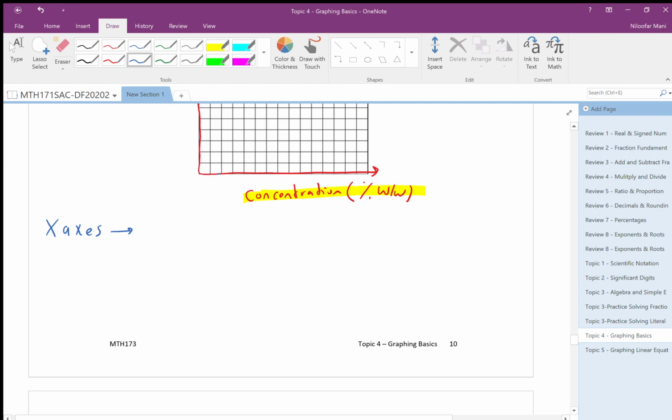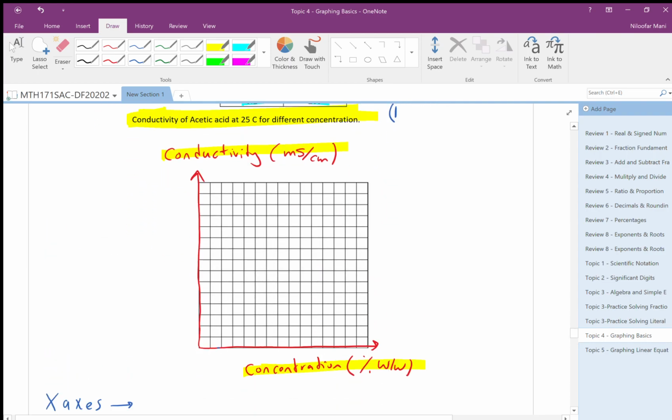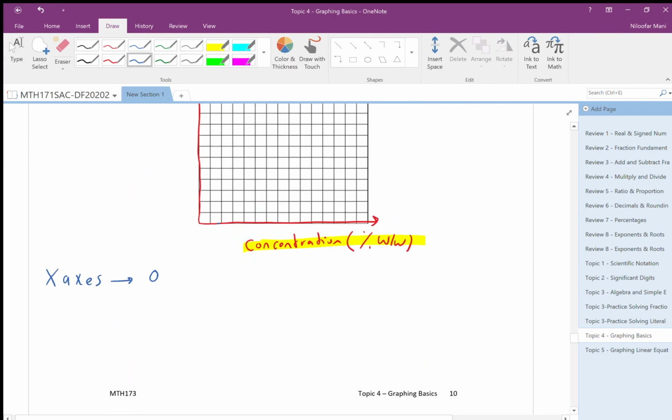So what is the maximum value? Okay, 0.1 is the maximum value. I divide it between 15 parts. Remember, in a quiz or test, you have to count how many parts you have on your graphing paper. Here I do have 15, so I divide by 15. When I divide 0.1 by 15, what do I find?